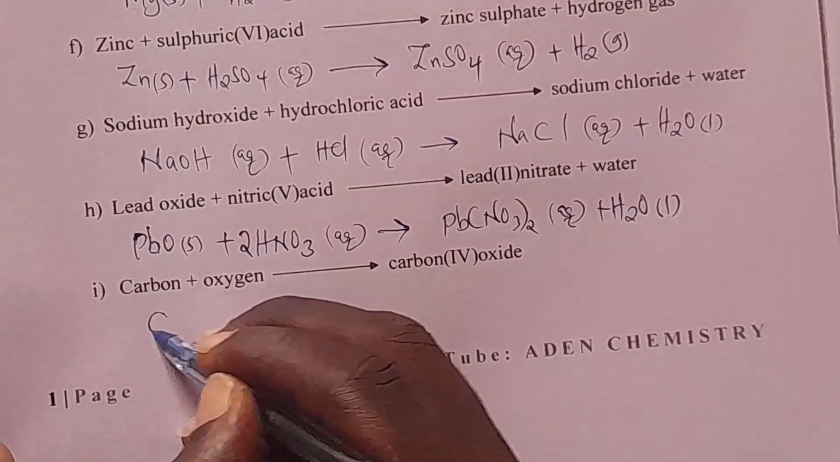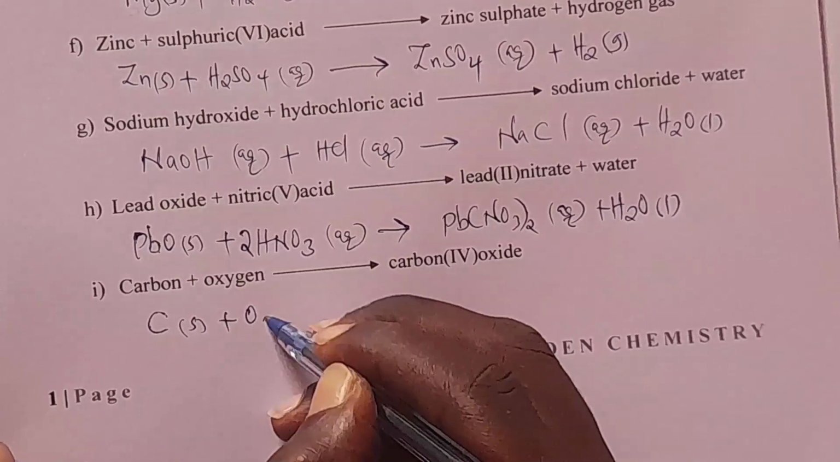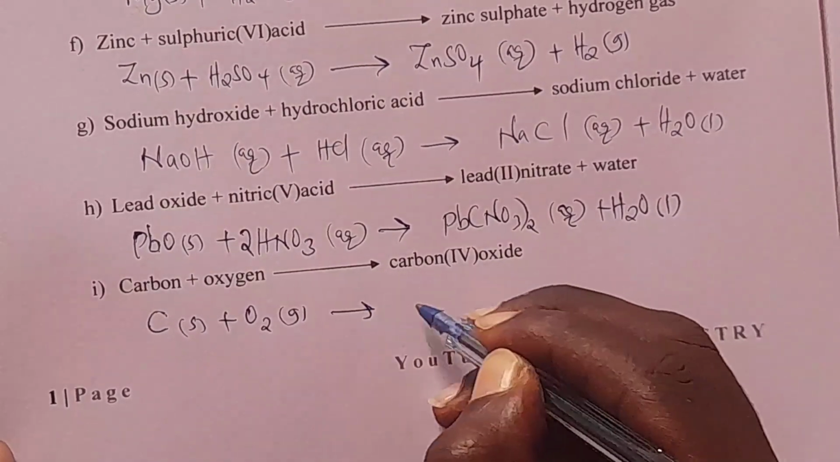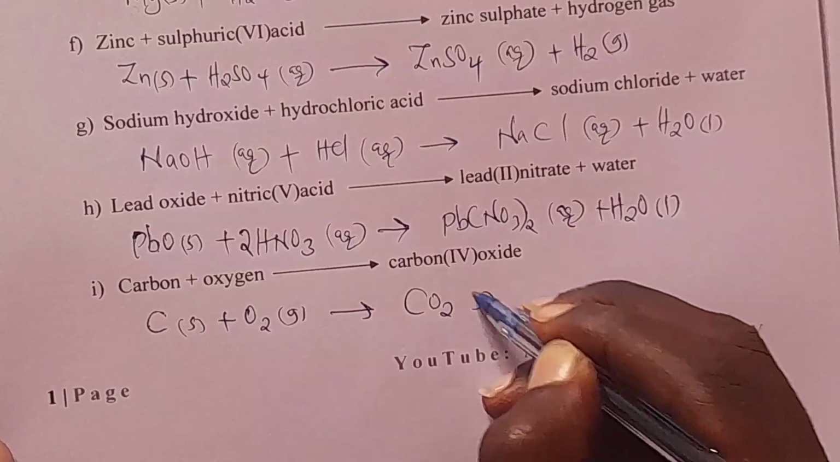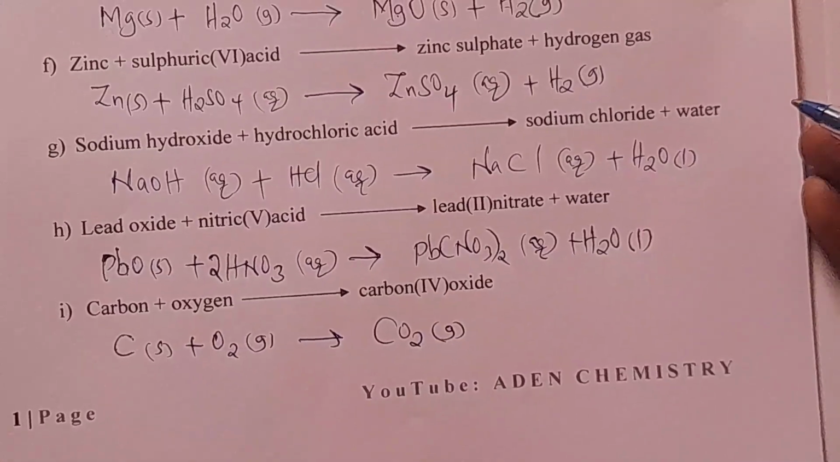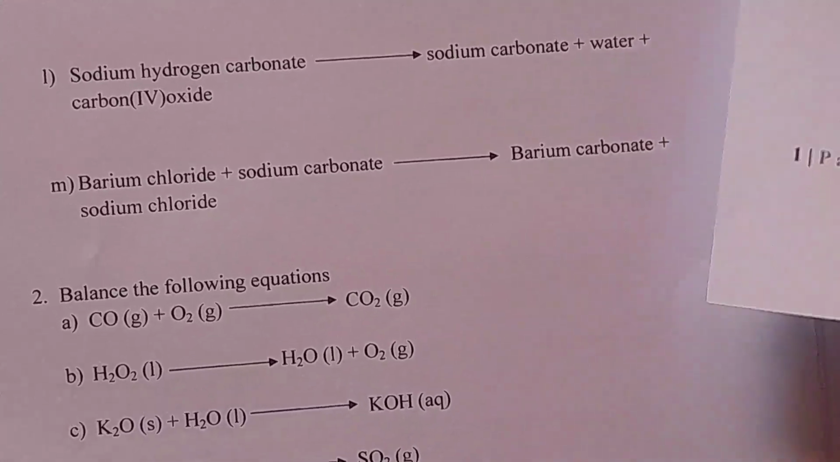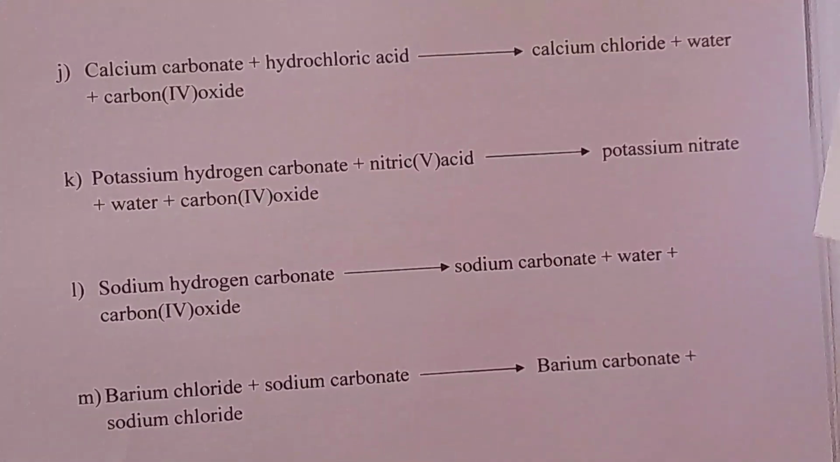Next, we are going to have carbon, which is solid, plus oxygen, which is a gas. We are going to get carbon dioxide. So it's written CO2 like that, gas. The equation is self-balanced like that. Okay, thereafter we are going to go to example J, because we are done with I, we go J.